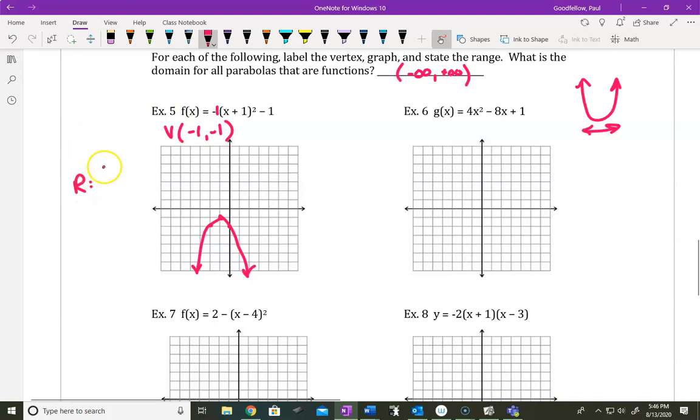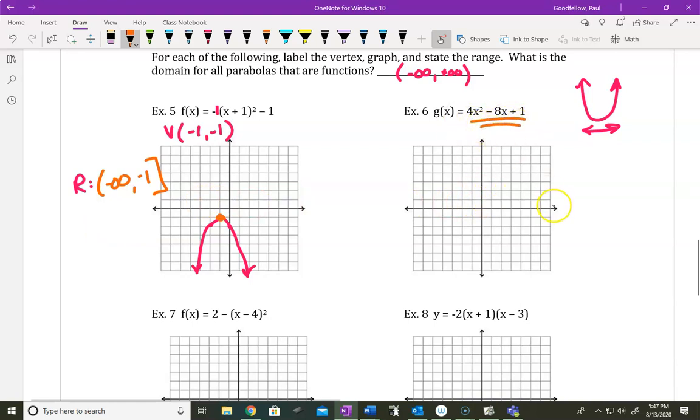Label the vertex, graph it, state the range. The range in this case is going to be from negative infinity. Remember, we do interval notation. We go from left to right for domain and bottom to top for range. So this would be from negative infinity to the number negative 1 inclusive with a square bracket. Or if you were doing the old notation, it'd be all the y's are less than or equal to negative 1.